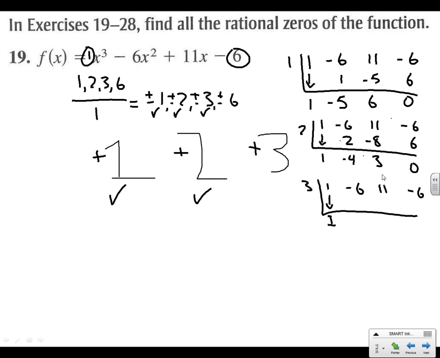And we'll bring down the 1. 1 times 3 is 3. So we got -3, -9, so 2. 2 times 3 is 6. And 0 is our remainder, so that one works as well. So our rational zeros for this function are 1, 2, and 3, all positive.